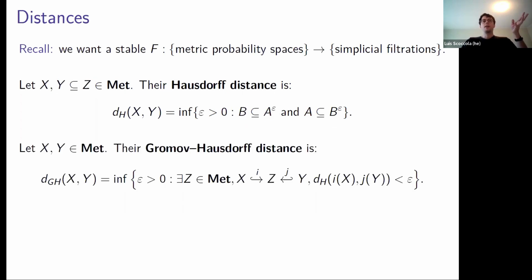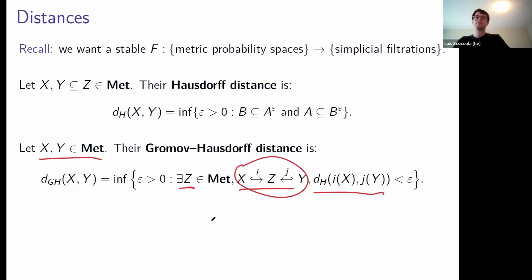Then we can extend this distance to abstract metric spaces. Now they are not subspaces of a common metric space, they're just abstract metric spaces, and we can compare them by considering all possible Zs in which we can embed both X and Y, and then compare them inside of Z using the Hausdorff distance. And we can just take an infimum over all possible ways of doing this. And these have to be isometric embeddings. Okay, so that's all fine and good.